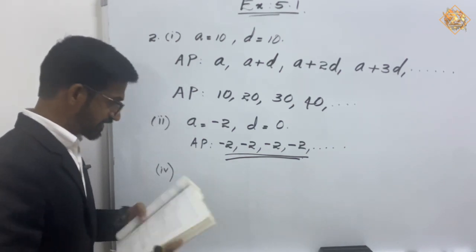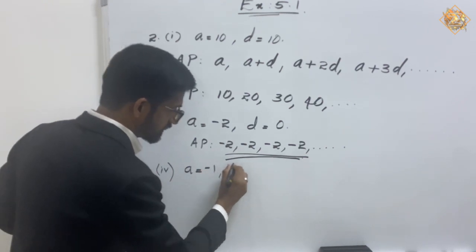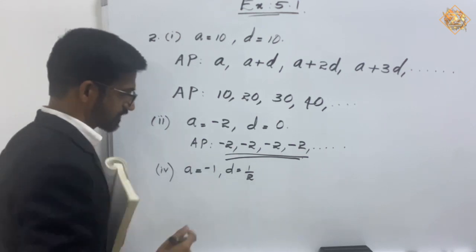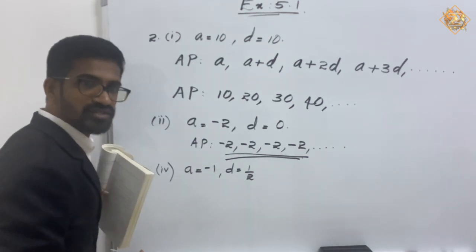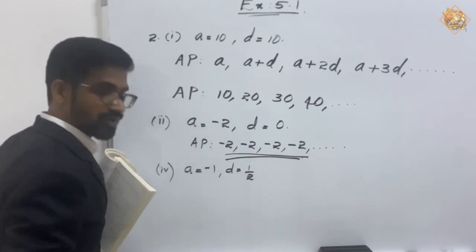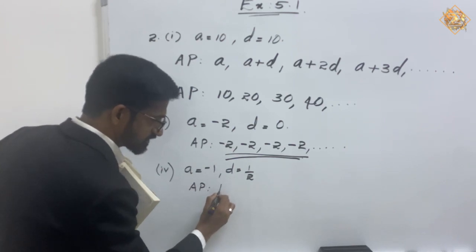Question number 4, it is given A equal to minus 1 and D equal to 1 by 2. We have to form an arithmetic progression using the first term A equal to minus 1 and D equal to 1 by 2. So to form an AP, first we will write the first term.